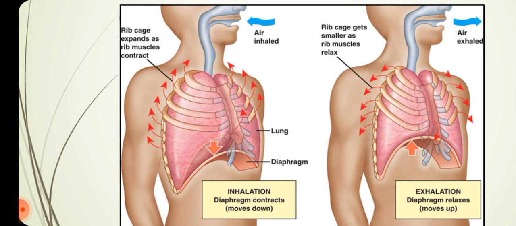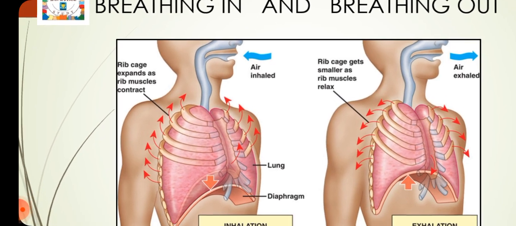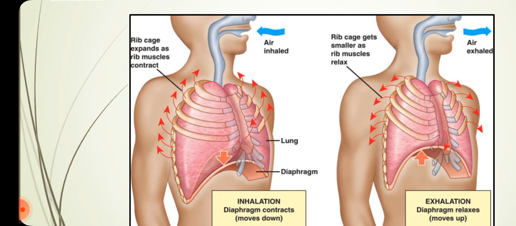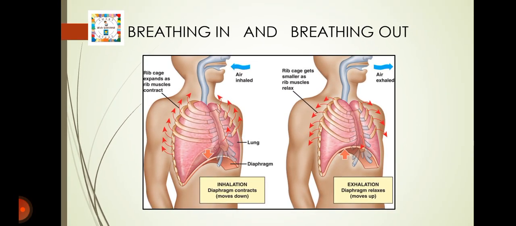So the lungs become normal in size, the rib cage which went outward comes inward and goes downward. The diaphragm relaxes, gets back to its normal position, so it moves up, and finally the air is exhaled out through our nose. That's all from my end today regarding the respiratory system.